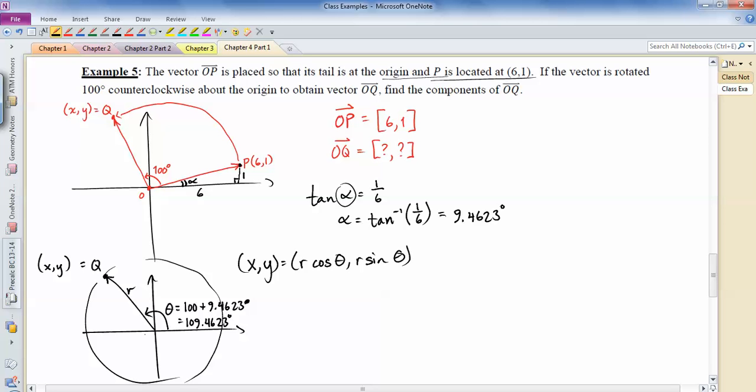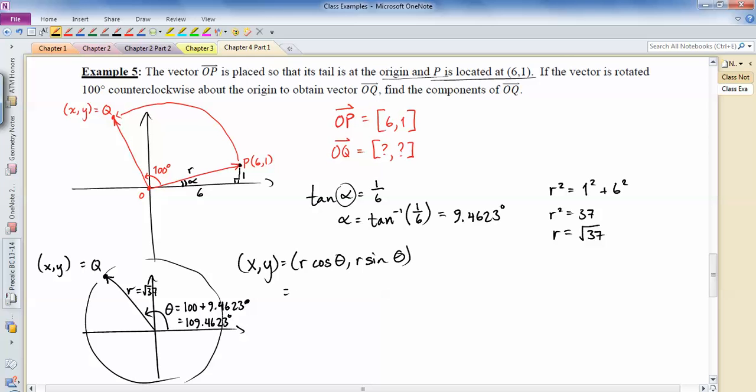We also need the radius. Well, that's this right here, and the radius is going to be r squared equals 1 squared plus 6 squared. That's how I'm going to get it. So r squared equals 37. Since it's a radius, I'm only going to choose the positive square root, so root 37. Now I can figure out where Q is because the radius is root 37 and my angle is 109.4623 degrees, which you should probably store in your calculator.